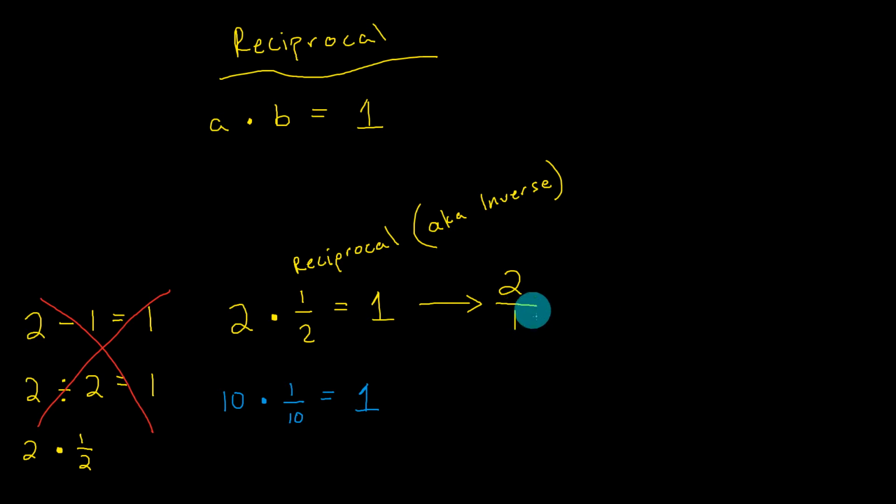So 1 will always be in the denominator. Well, how can I get the reciprocal or inverse of this fraction? Simple, just flip it. So 1 will end up in the numerator and 2 will end up in the denominator. That's the same as 1/2 over here.